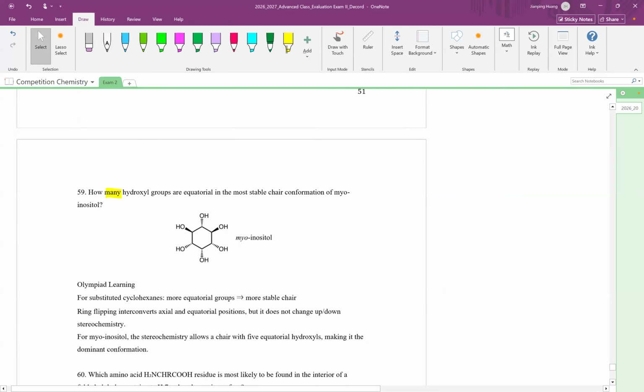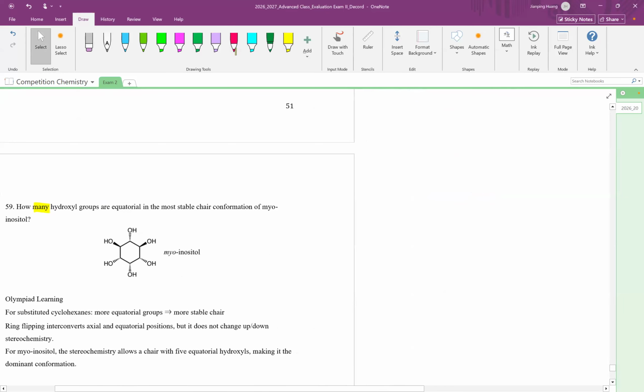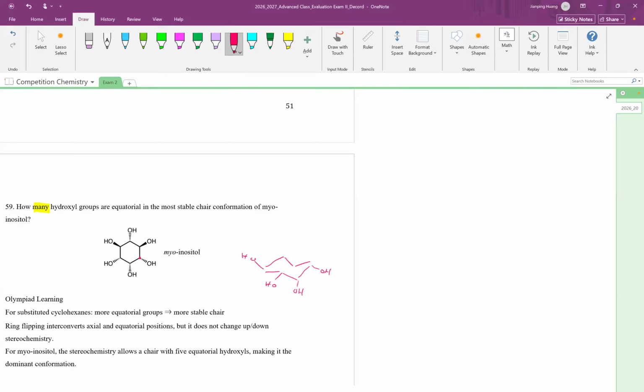Now this one is good. How am I going to approach this question? If I approach this question, you draw the chair. It doesn't matter, I'm beginning here. So that is down. And that one is down. And this one is down. This one is up. This one is down. And this one is up.